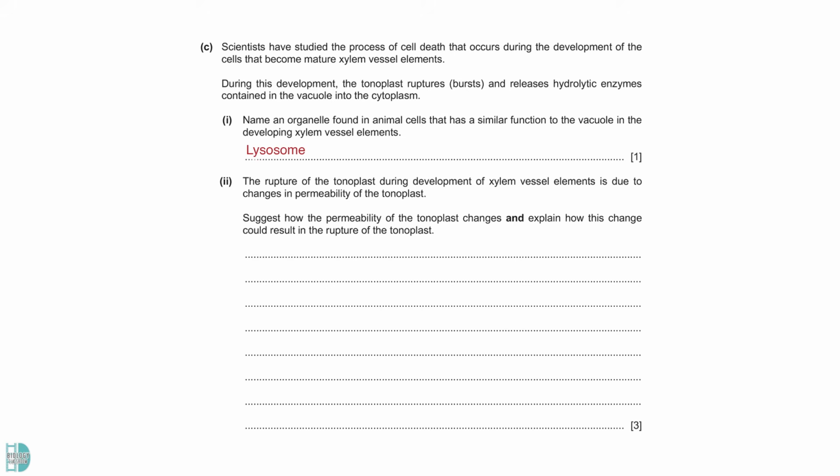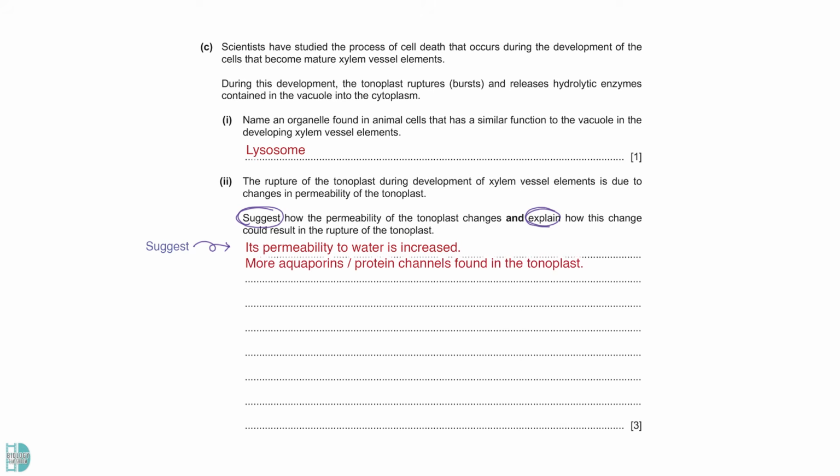Question 2 asks you to suggest how the permeability of the tonoplast changes and explain how this change could result in the rupture of the tonoplast. There are two things you need to do here: suggest and explain. Let's give the suggestions first. To cause a membrane to rupture, you need water to move in. So, it is very likely that the cell has an increased permeability to water. To achieve this, one common way is to have more aquaporins, the protein channels which allow movement of water.